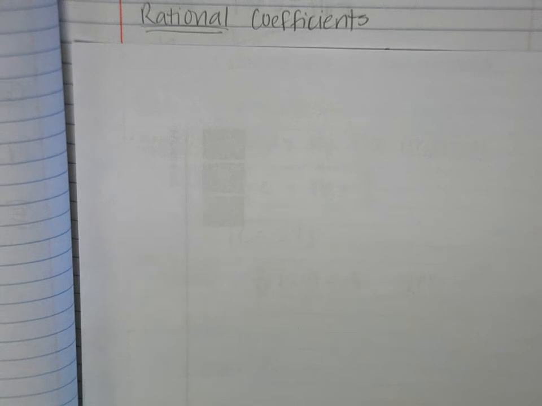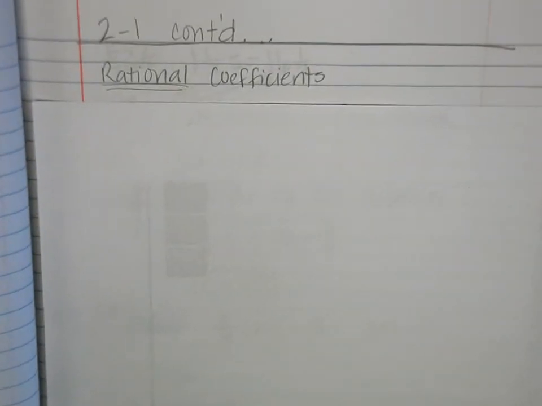So yesterday we started with 2-1, and today we're going to keep going with 2-1. It's more rational coefficients. So we're going to write this stuff down. So rational coefficients is kind of what we're looking at today.